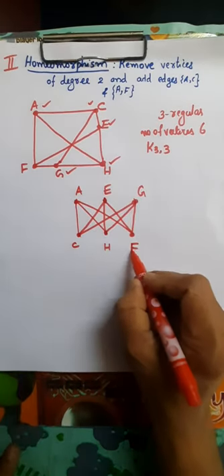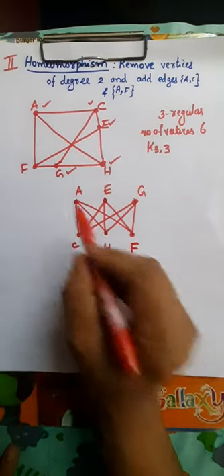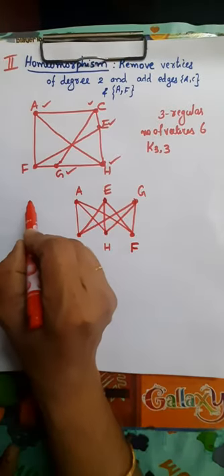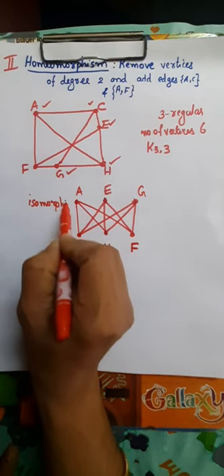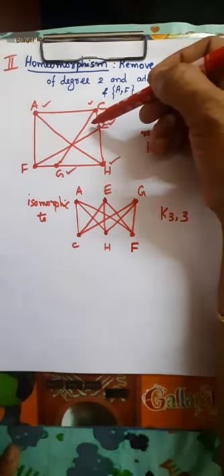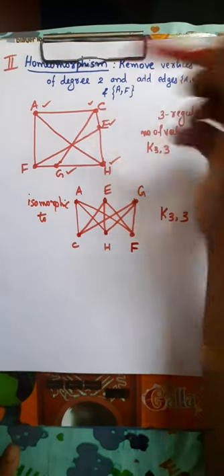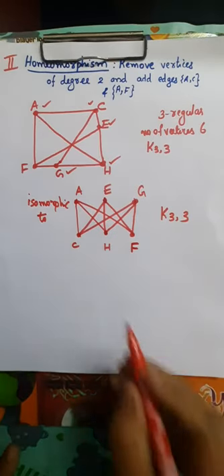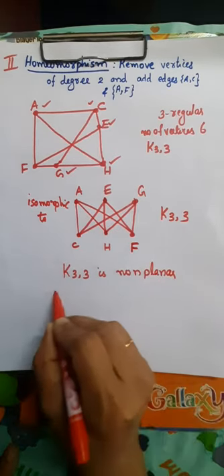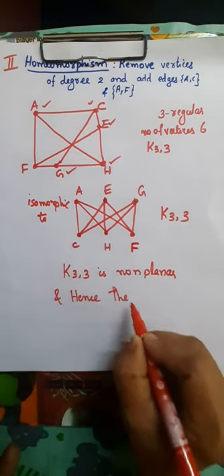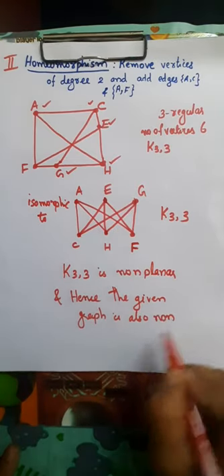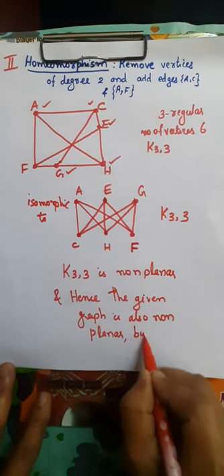Okay, so this is the bipartite graph, so that the total number of vertices are partitioned into two groups, A, E, G and C, H, F, and it is clearly K33. That means this graph is isomorphic to K33. This graph is K33. Okay, the subgraph which is homeomorphic, and that homeomorphic graph is isomorphic to K33, and we know that K33 is non-planar, and hence the given graph is also non-planar by Kuratowski's theorem.